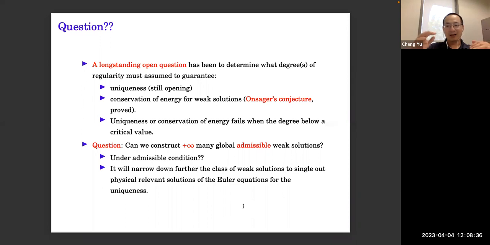Research in this direction can help us narrow down the class of weak solutions to single out the uniqueness condition for weak solutions of the Euler or Navier-Stokes equations.